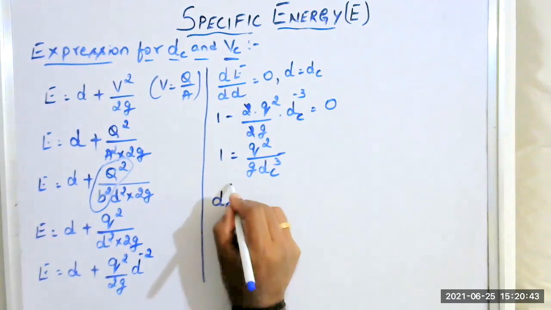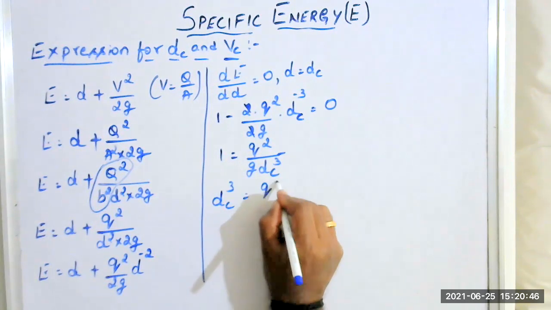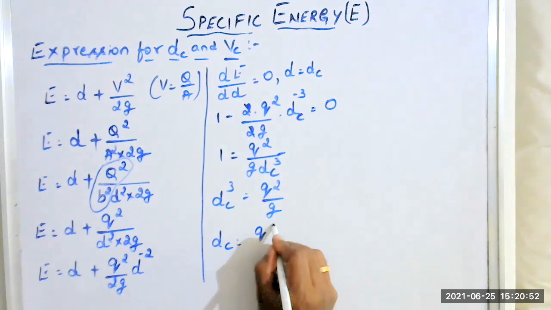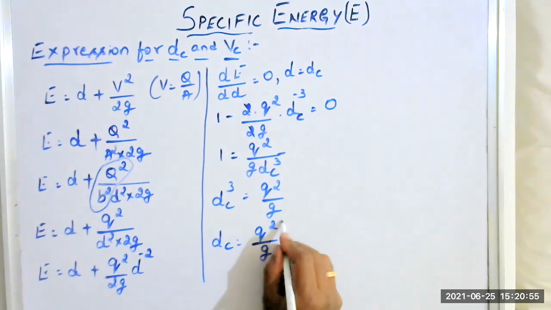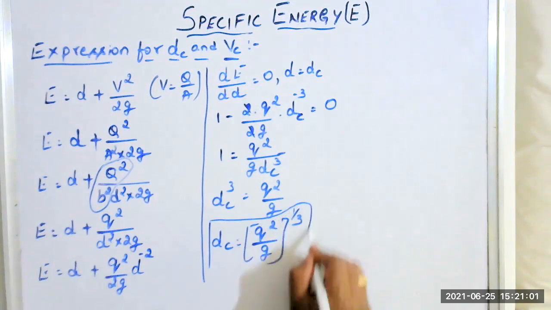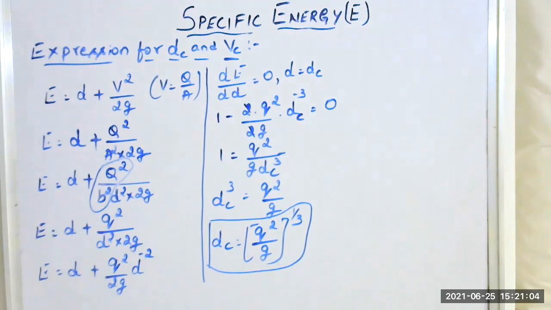Therefore, Dc cube is equal to q square divided by g. Further, Dc is equal to q square divided by g whole to the power of 1 by 3, or you can write it as a cube root also. This is the expression for critical depth Dc. So Dc is equal to q square by g to the power of 1 by 3, as we have considered the rectangular channel section. Okay, so you understood this. This is the expression for Dc.